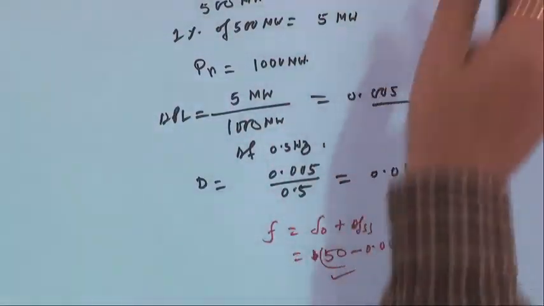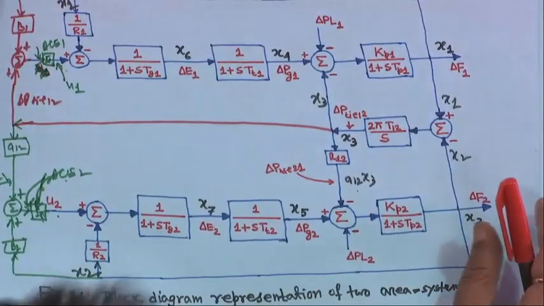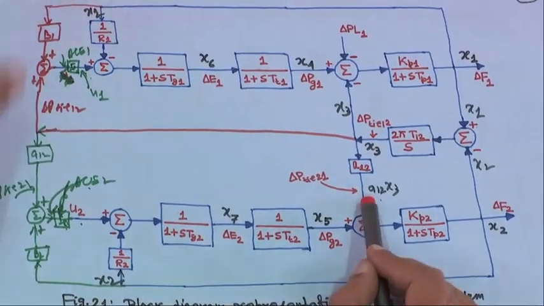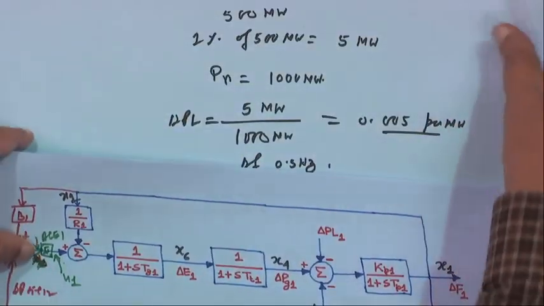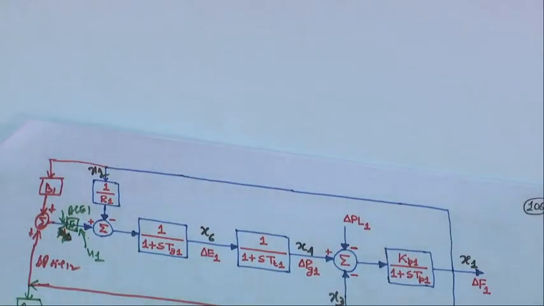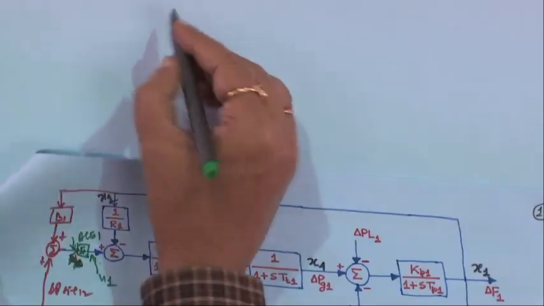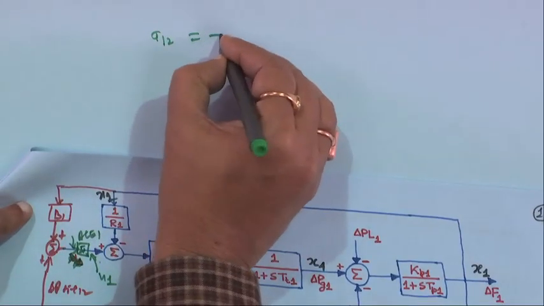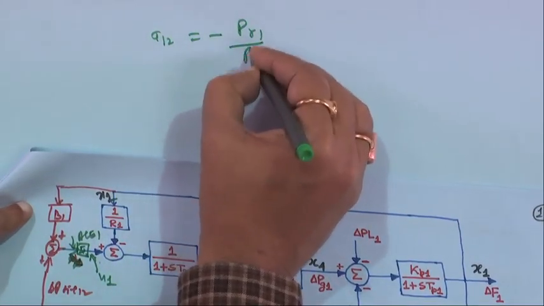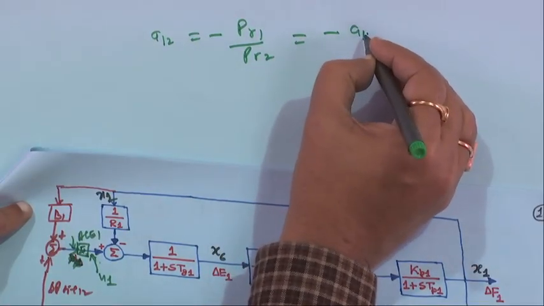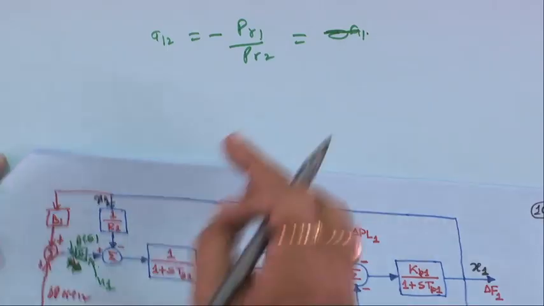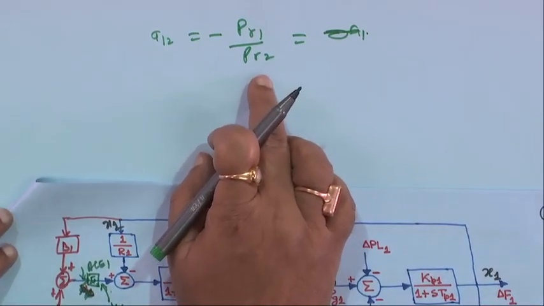So once this is done, now look at this diagram once again. Suppose here only I will explain. Look, A12, going to the next page here. We know that A12 is equal to minus PR1 by PR2, right? That we define as the area capacity ratio, PR1 upon PR2, right?